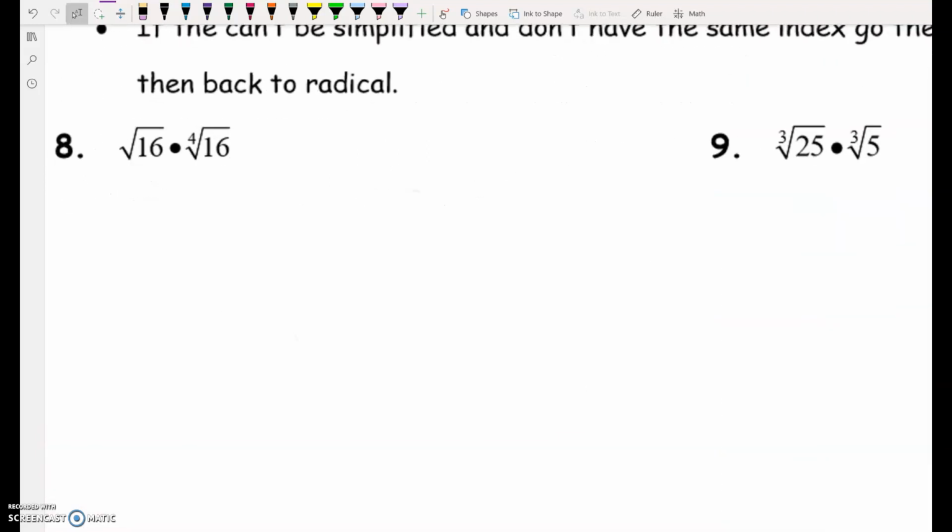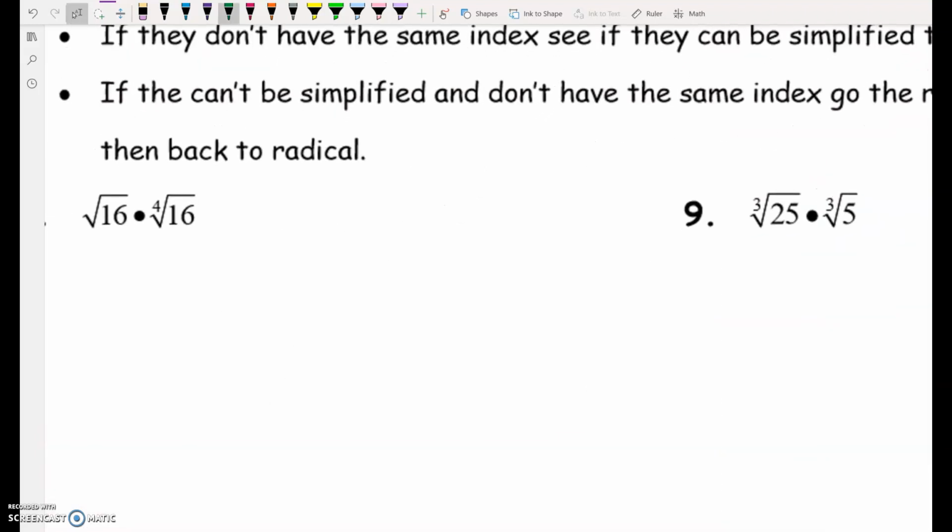For example, we know from a long time ago, if we have the square root of 2 times the square root of 3, we can combine those to give us the square root of 6. You can only multiply those radicands together if the index is the same on both of the radicals.